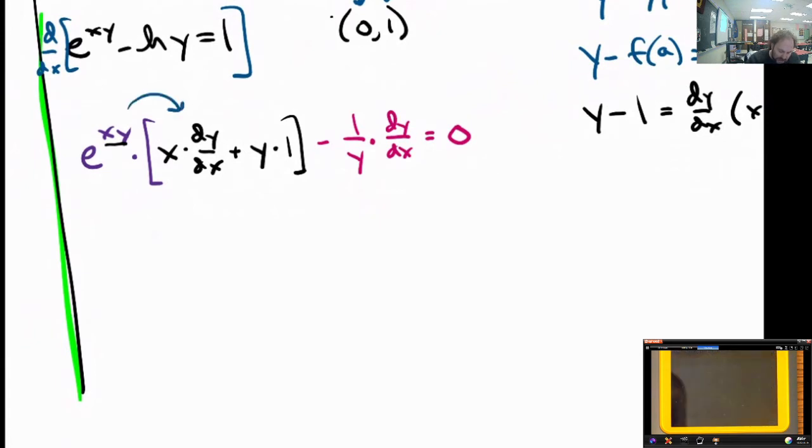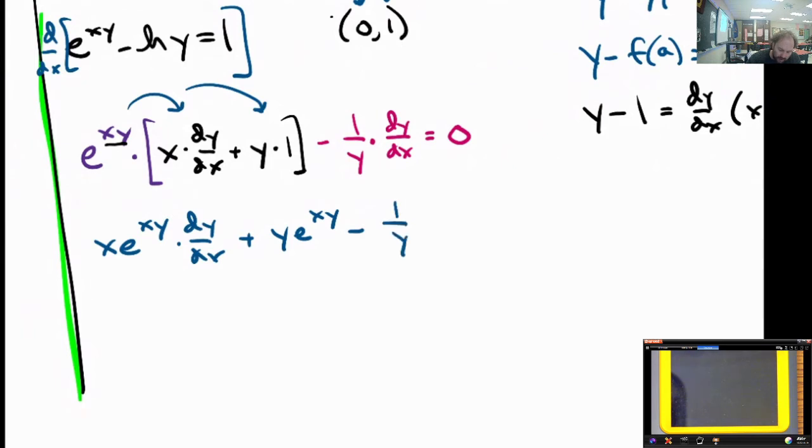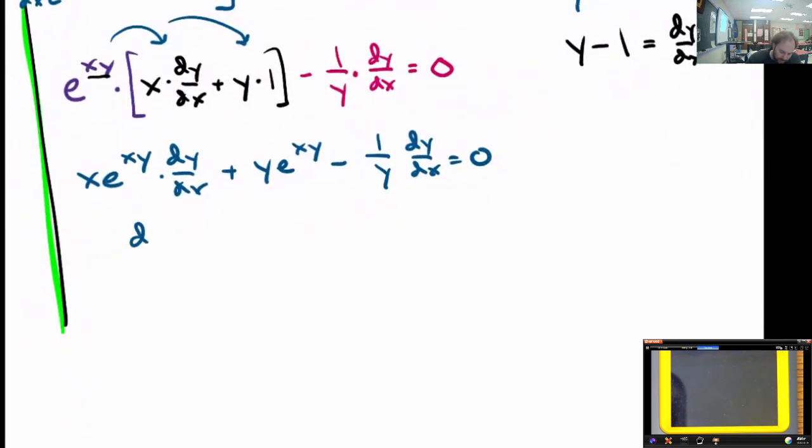Let's start by distributing the e to the xy power on this chunk there. We will have x times e to the xy times dy dx plus y times e to the xy minus 1 over y times dy dx. And now, if you're pretty good at moving things around using algebra, things get pretty simple from here. We're going to gather all the dy dx terms on one side and factor dy dx out of them. We're also going to move this y times e to the xy power over here, where it becomes negative, to the right side of the equation. And we're factoring the dy dx out of the other stuff.